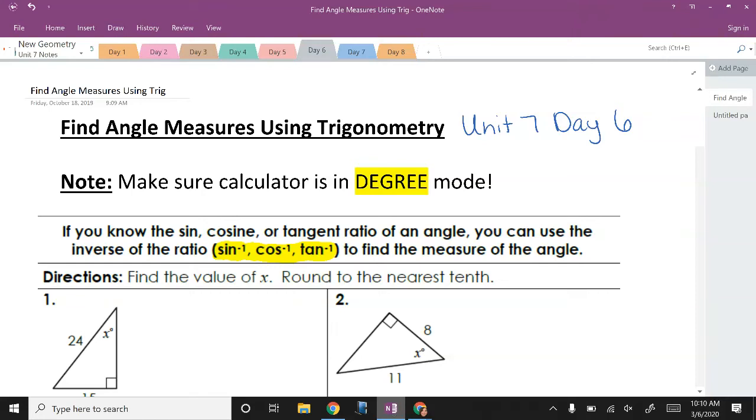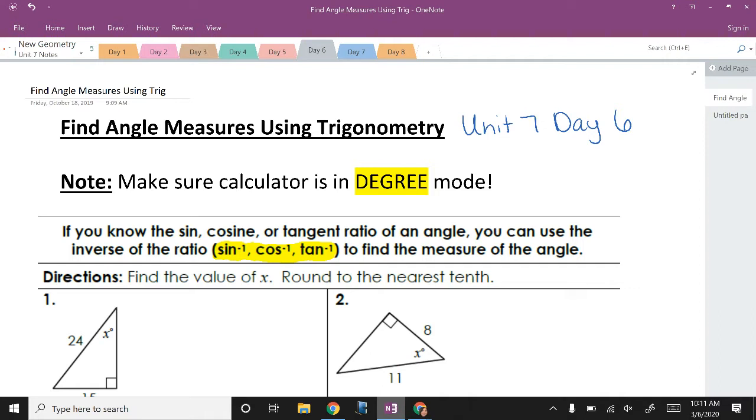So yesterday we learned about sine, cosine, and tangent. We also learned about the phrase SOHCAHTOA, right? I'm gonna write this on the board. Make sure you can spell it correctly. Okay, I cannot. I cannot spell it correctly, apparently.